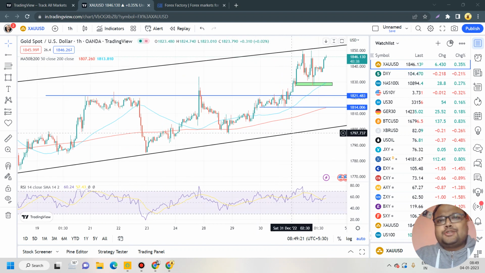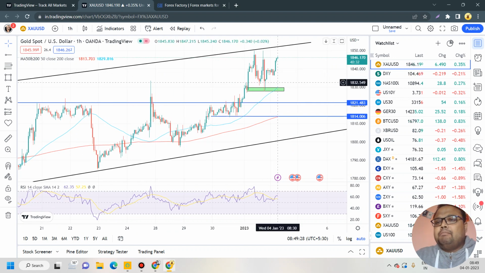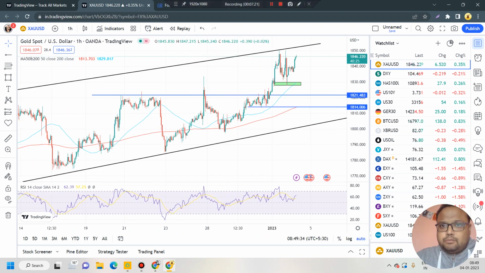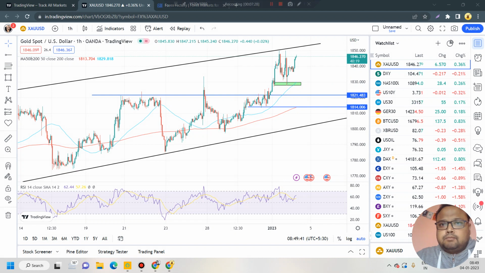Yes, the trend line is also present as a support, but the trend line is far away. The trend line is around the 1810 level. The market is trading at 1846, so I'm not discussing the trend line, but yes, the trend line at the bottom is also a valid support. Technically, we have four supports on the chart right now, but the trend line is far away.